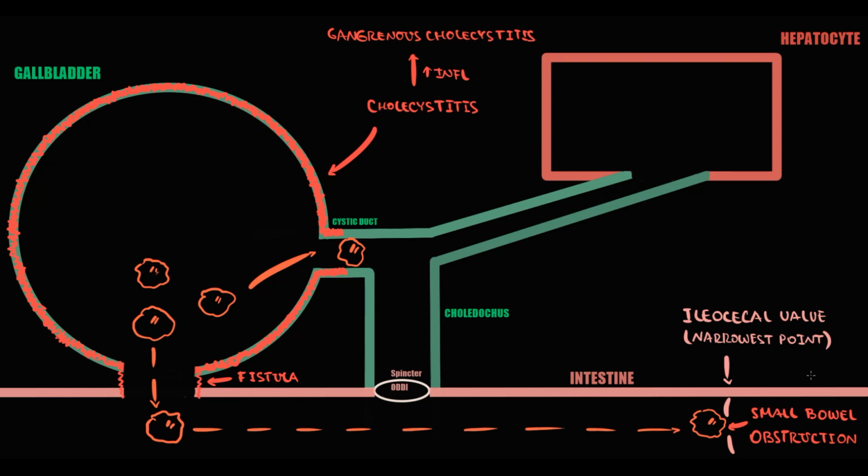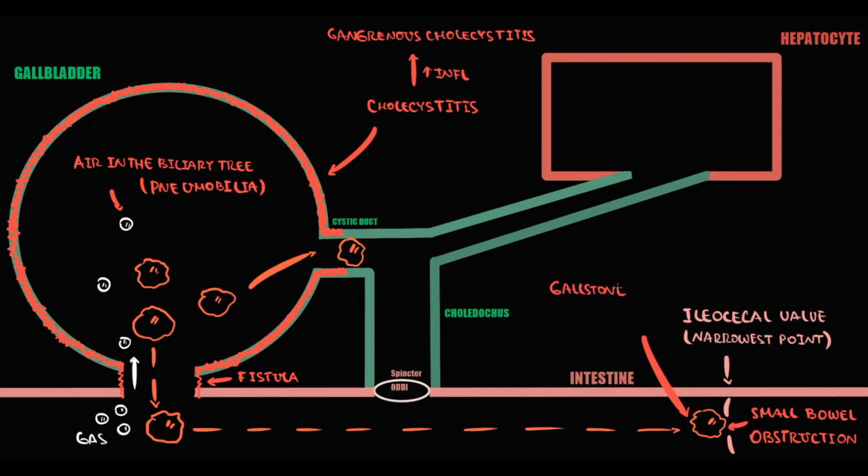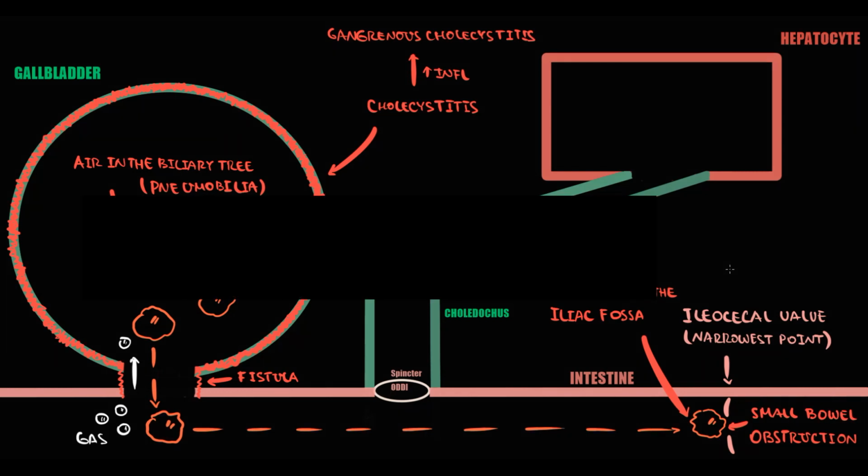Also, gas in the intestine now can pass into the gallbladder and biliary tree, and the presence of gas in the biliary tree we call pneumobilia, which is definitely a pathological state. And the presence of gallstone in the iliac fossa, small bowel obstruction and pneumobilia we know as Rigler triad.